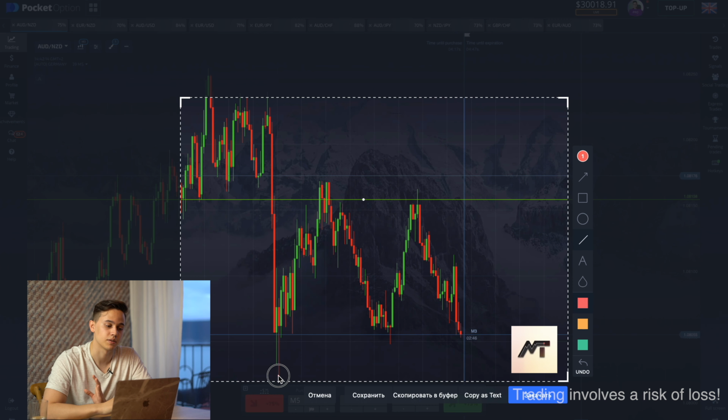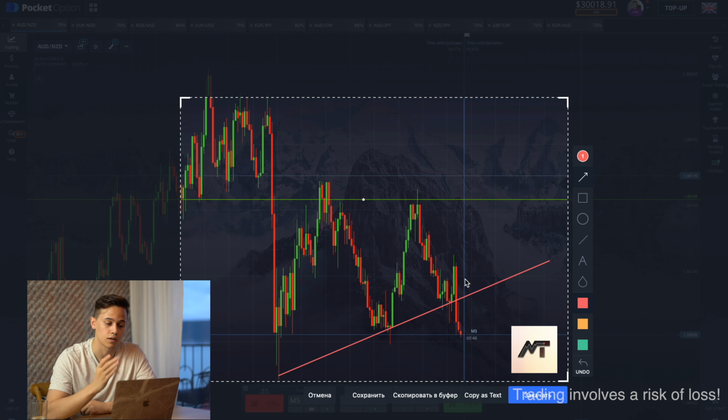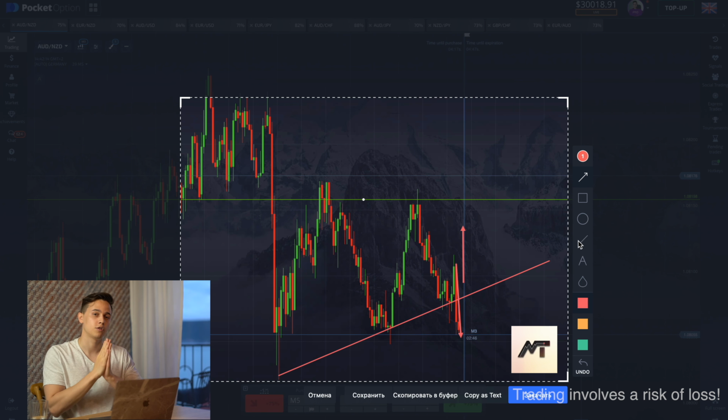So we see that my expectations were not correct. Remind you guys that I expected an upward movement here, but the influence of the trend was stronger and the price went down and broke through the trend line, which gives us a great opportunity. A great opportunity to use a trend line breakout pattern.